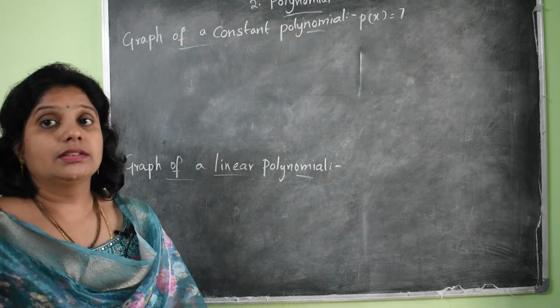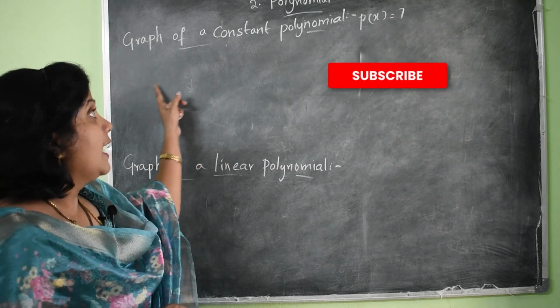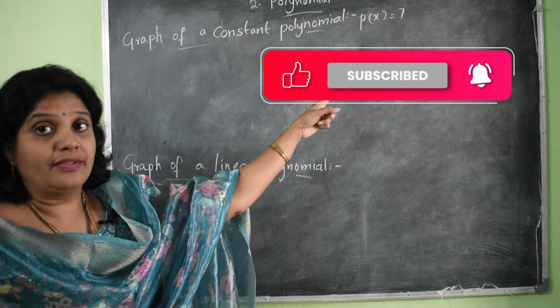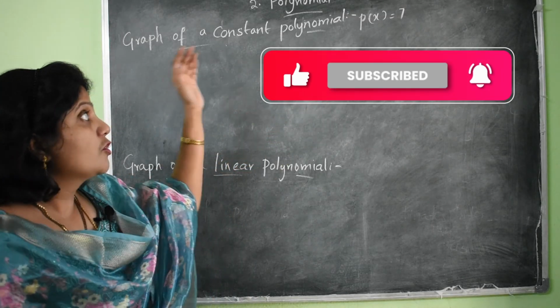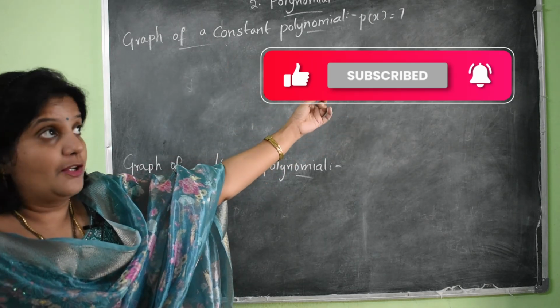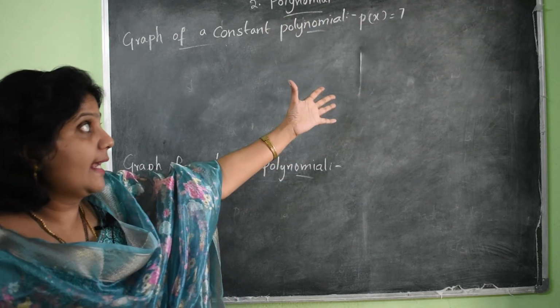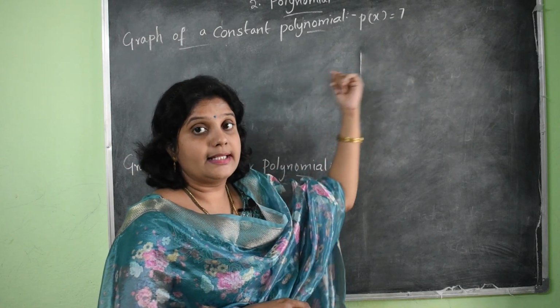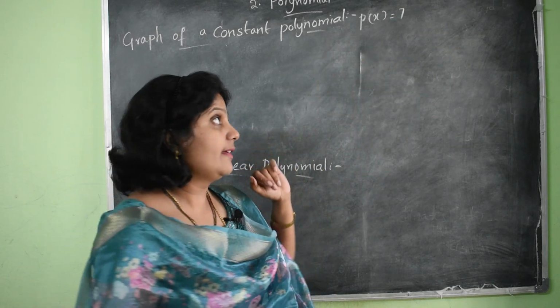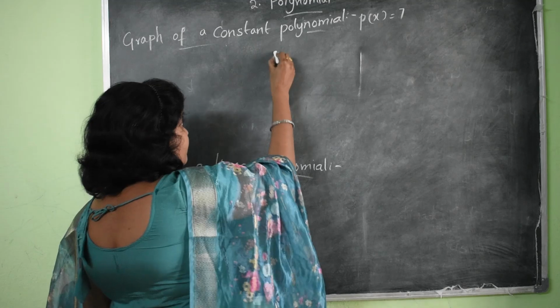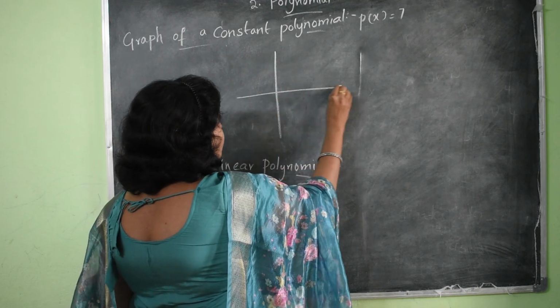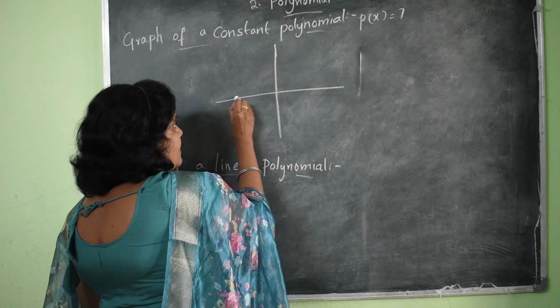Next topic, graph of a constant polynomial p of x is equal to 7. What is a constant polynomial? I am taking an example of a constant polynomial, that is p of x is equal to 7. Let us draw the graph for that. When we need to draw the graph, we should take the x-axis and y-axis.